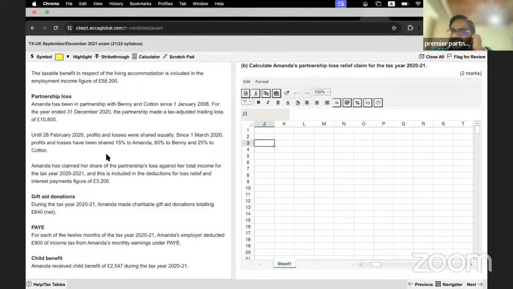So we need to calculate Amanda's partnership loss relief. We get 2 marks for that. So how much time can we spend for that then?